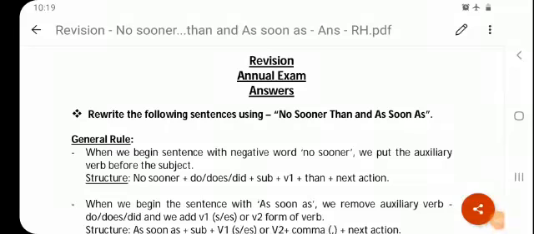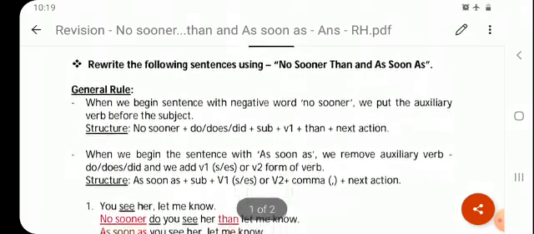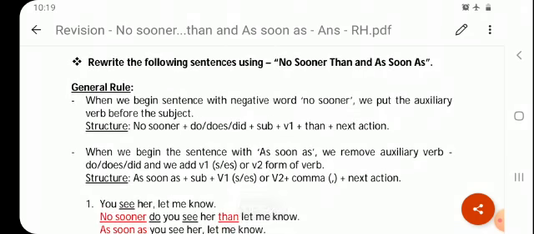Good morning students. So we are doing annual exam revision and today the topic is no sooner than and as soon as. Now you are already aware of the general rule. Let's revise it once again.